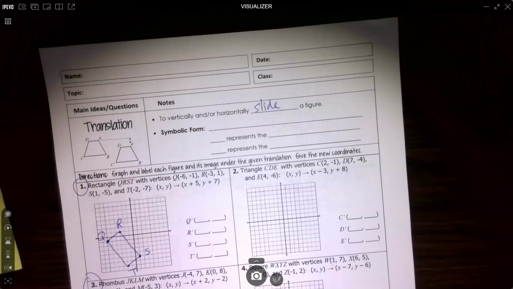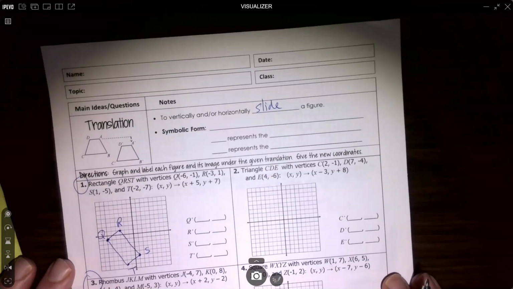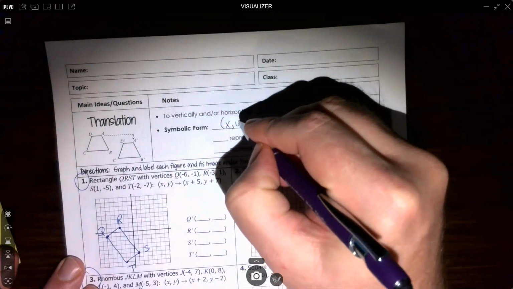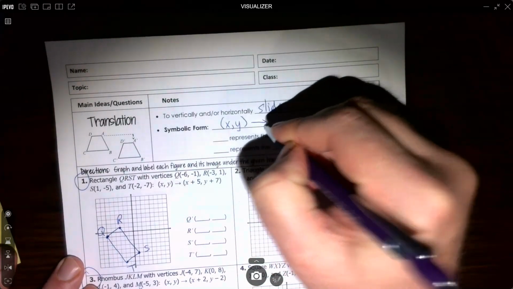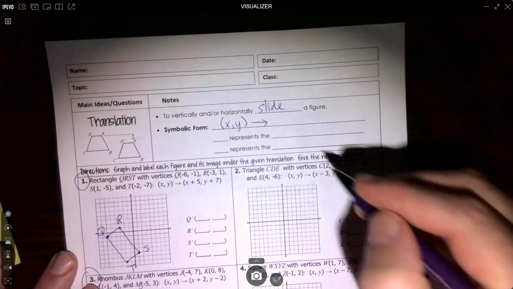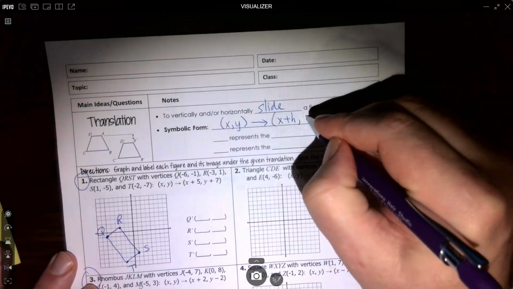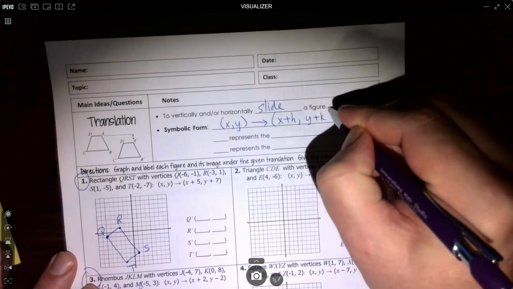Sometimes we can just slide it in the X direction, which is left and right, or the Y direction, up and down, and sometimes, in the end, it looks like we've slid it diagonally, but we've actually moved it in the X direction and the Y direction. All right, so the symbolic form looks like this. We start off with our original shape, and as we move towards our translation, we're going to tell the reader what to do with the shape.